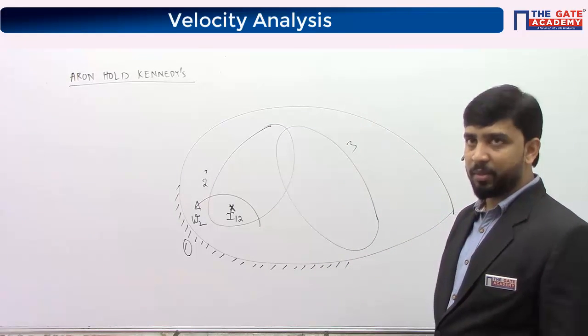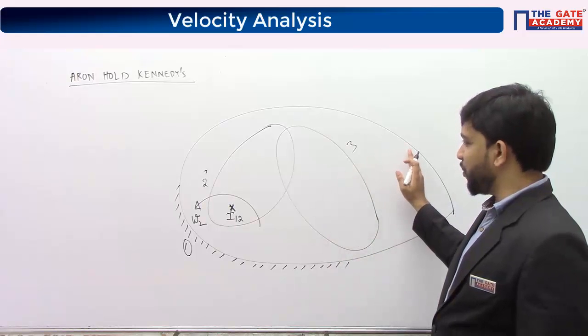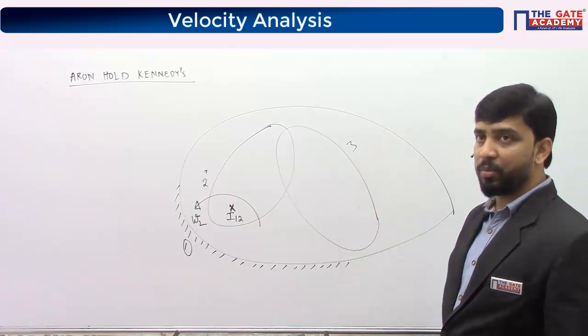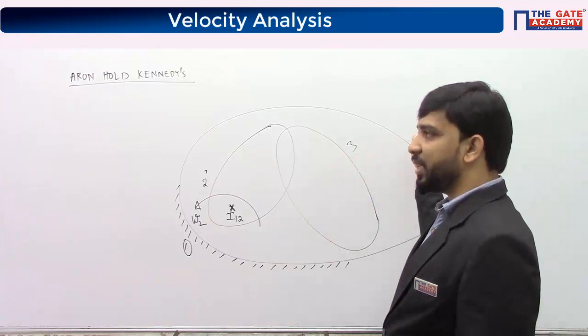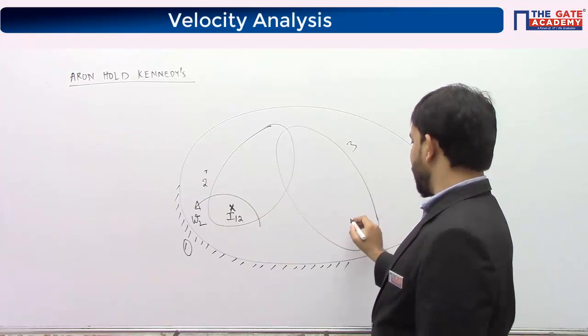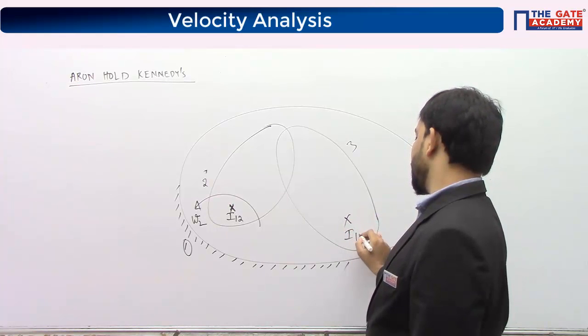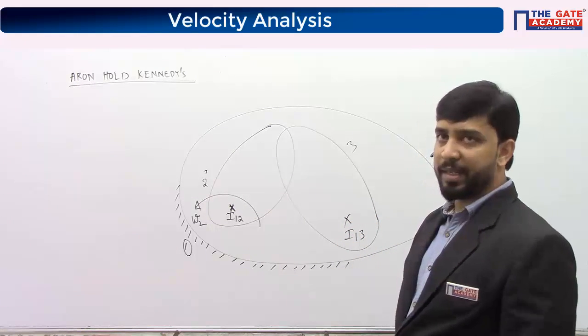I can say one more, but third body. This body is also moving with respect to body 1, or I can say this body is also moving with respect to the board. It's in general plane motion. So for this body also, you can look at the instantaneous center with respect to the board. That is I13. I13 is lying somewhere over here.